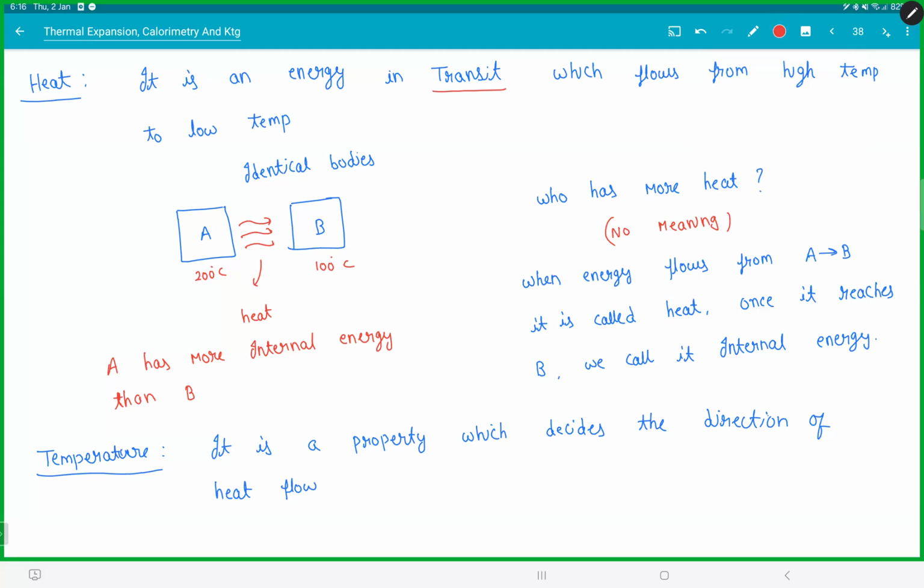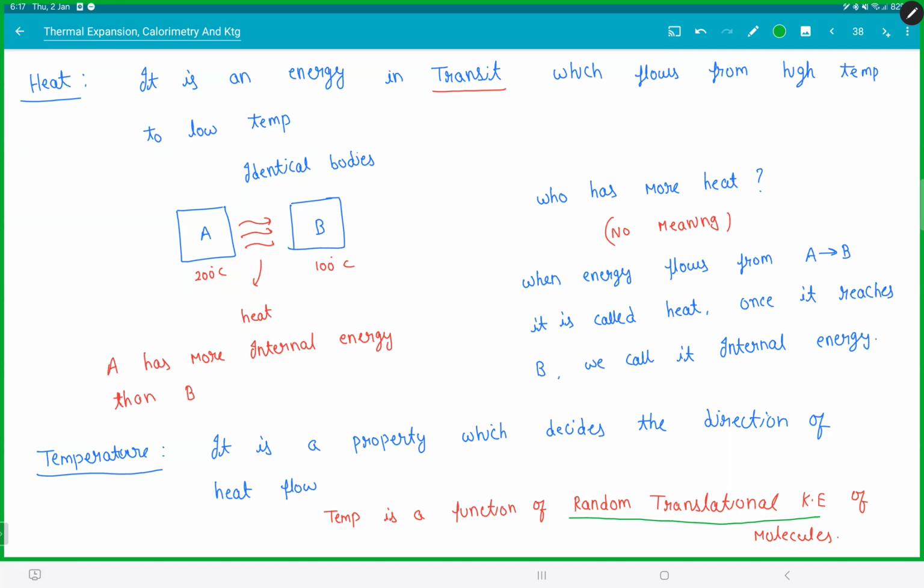But there is another way to define what temperature is. We can also say temperature is a function of random translational kinetic energy of molecules. Let's talk about this a bit. So the main important words are random translational kinetic energy.